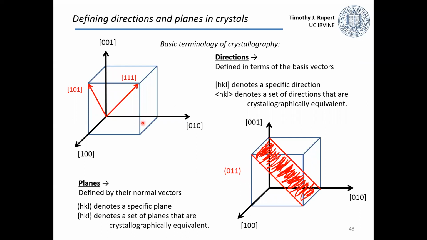We'll use something similar to talk about planes. So we actually describe planes by the normal vector. So this is a plane shown here cutting through this cubic cell. Its normal vector is coming up and to the right, okay? And we use, in this case, 0, 1, 1. I'm going to show you how to describe this for different types of planes. But here we also have to use different bounding descriptors. So parentheses talk about a specific plane, and the squiggly brackets talk about a crystallographically equivalent plane.